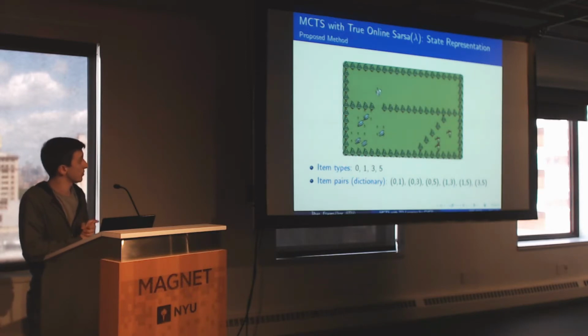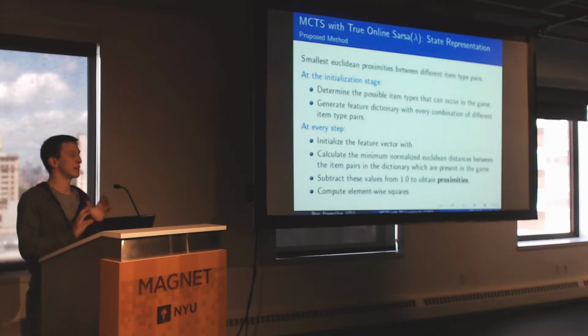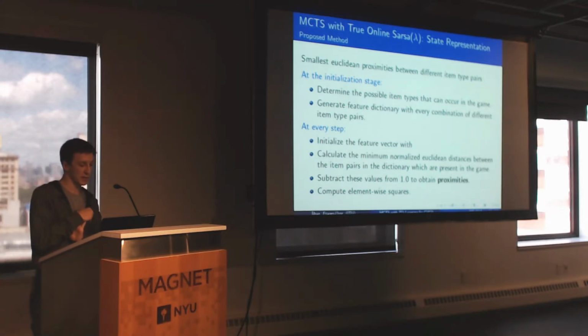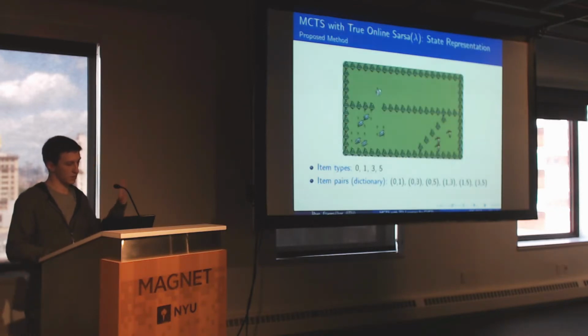This is the game of Butterflies. At the initialization phase, we first analyze how many item types are in the game, which is 4 in this case, and we then build a dictionary with combinations of these. We got 6 here. Then at every game step, we compute minimum Euclidean distances between all these. Then we turn them into proximities by subtracting from 1. And then we take element-wise squares. I will explain this. This is our state representation.